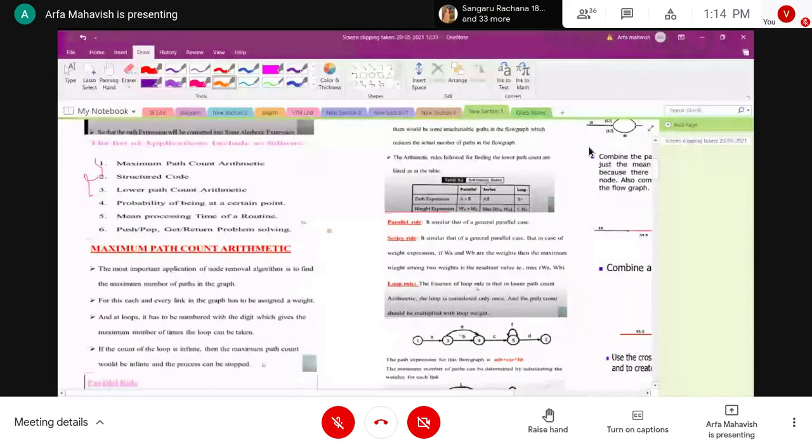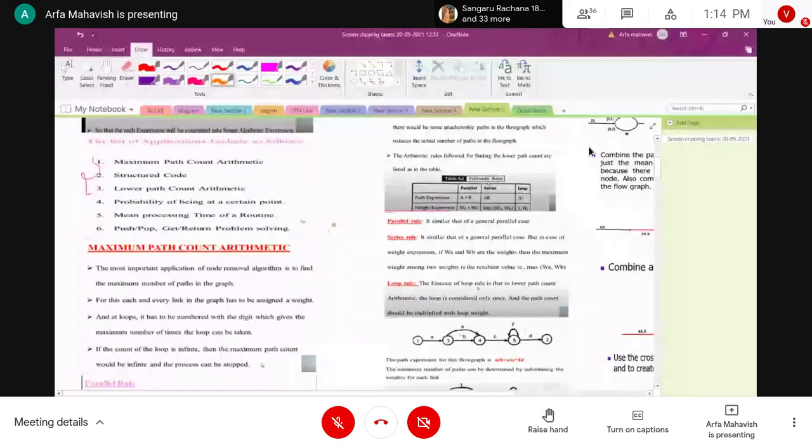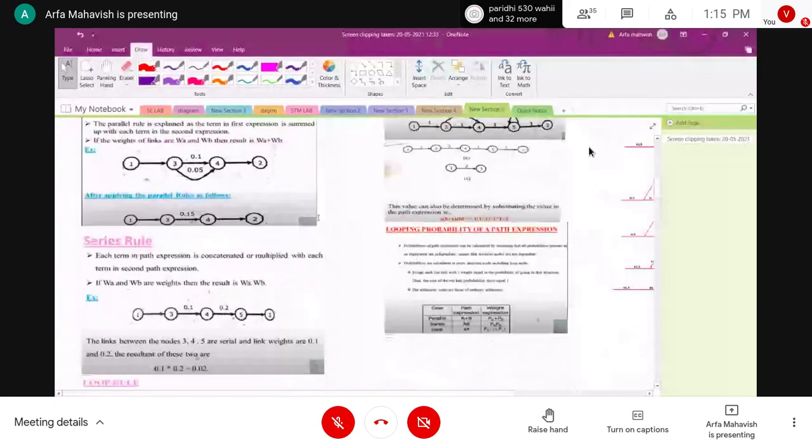I have extended this 1 power 4, how you are taking that. If you get any kind of loop in the graph, you take the loop according to how many times it is repeating. If the loop count is infinite, then the maximum path count will be infinite and the process cannot be stopped. So here we have three things: parallels, serials and loops.